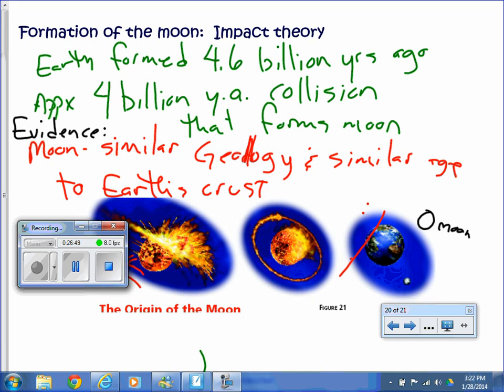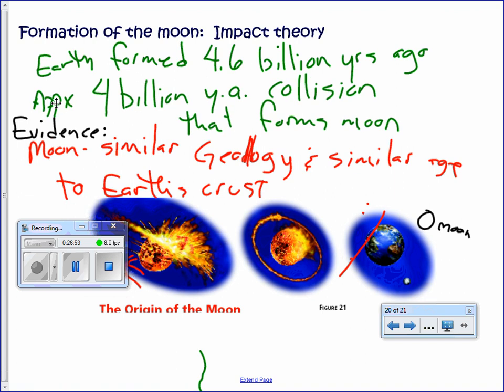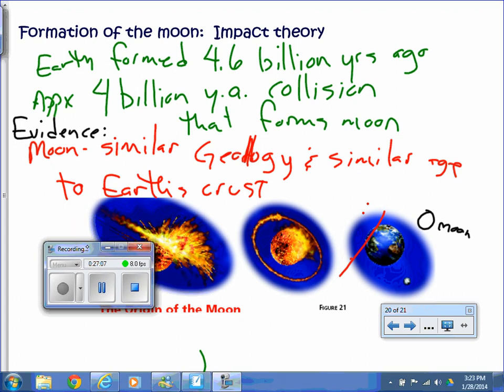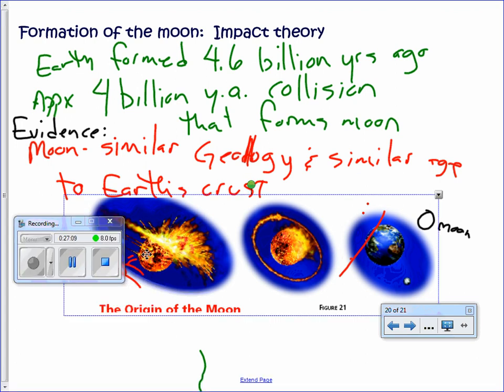So the Earth formed about 4.6 billion years ago. Approximately 4 billion years ago, scientists believe there was a collision with an enormous asteroid of some sort. I believe, huge, like a moon-sized or Mars-sized thing crashes into the young Earth. So 4 billion years ago, the earliest life is like 3.5 billion years ago. So, huge explosion.